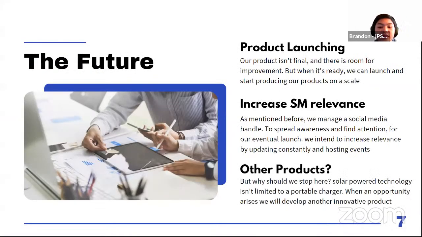And lastly is our plans for the future. Right now, we have three main plans. Firstly, of course, is our product launching. As of right now, our product isn't final, but we hope after we improve and clean up the product, we'll be able to launch the product as soon as possible.